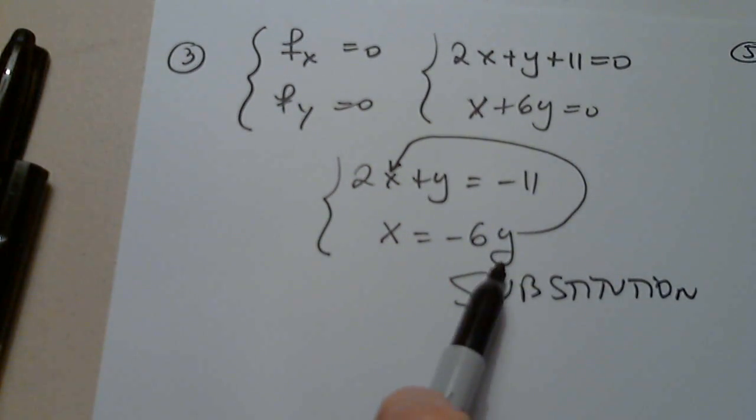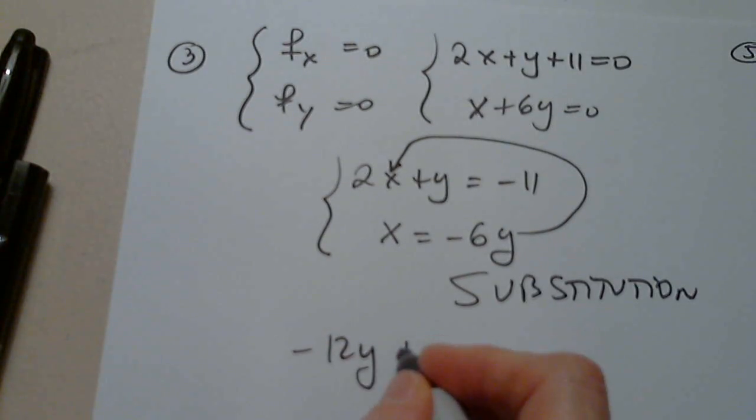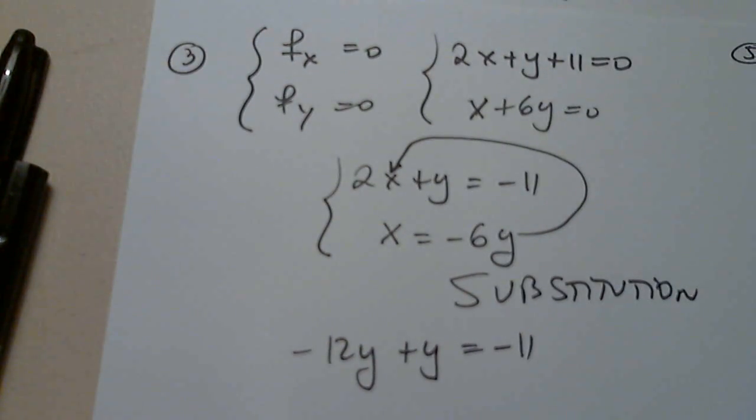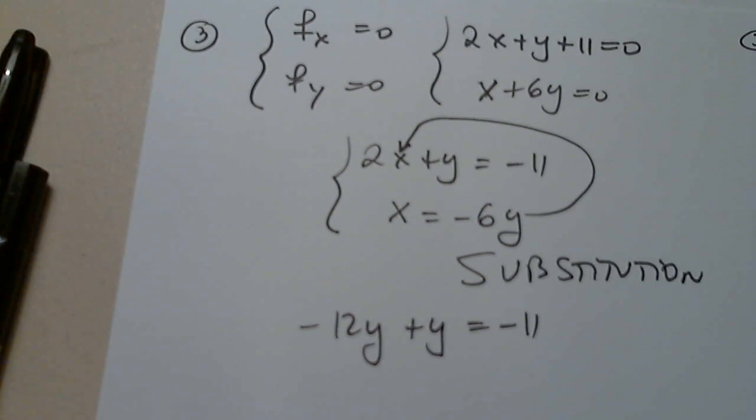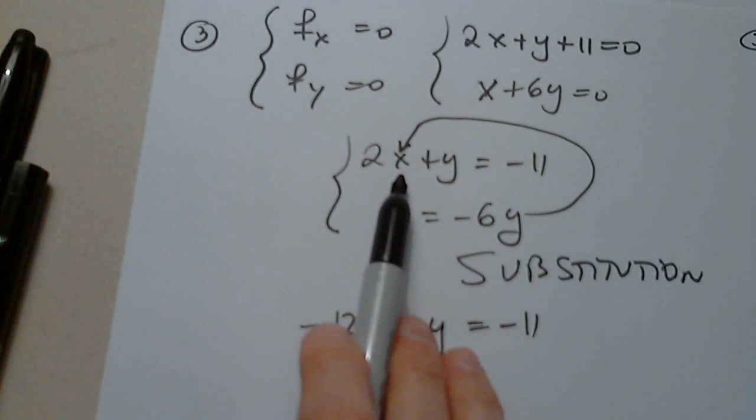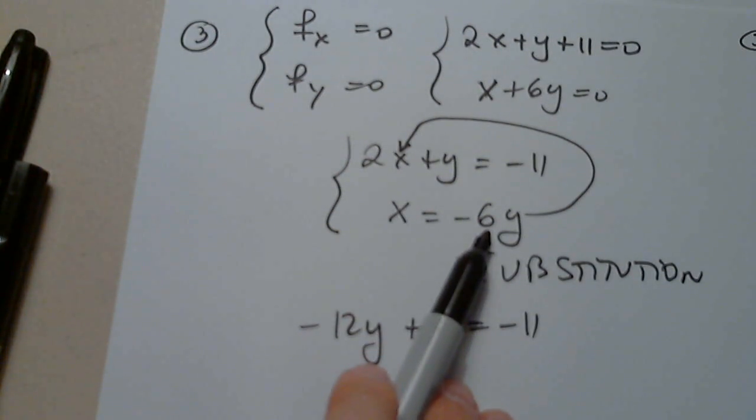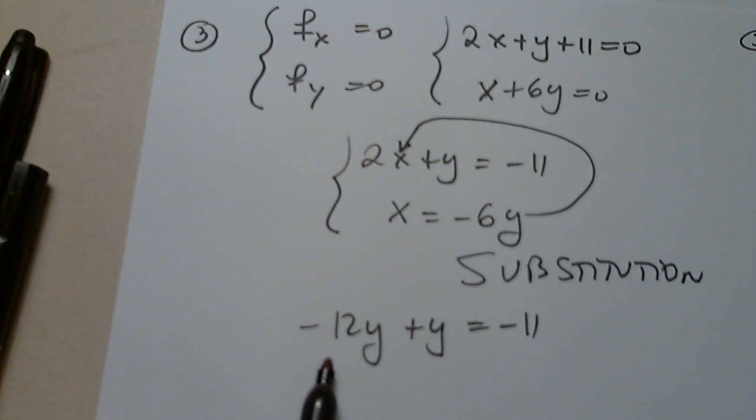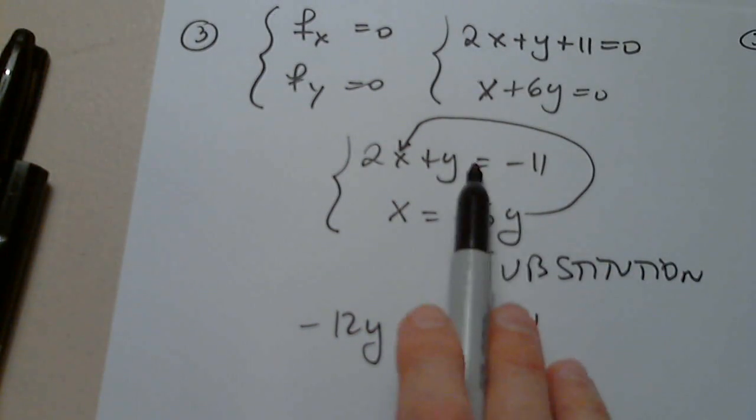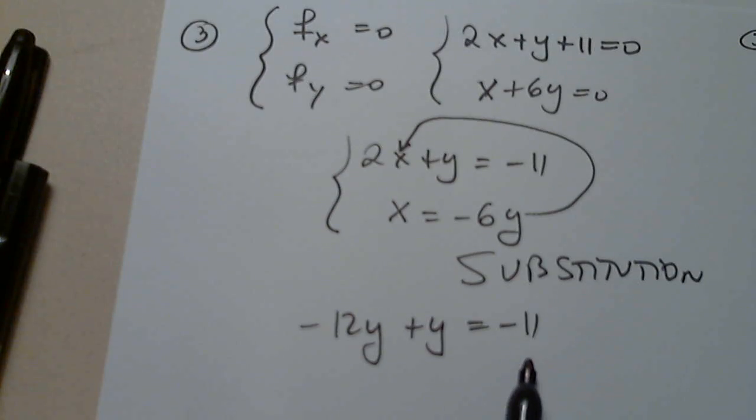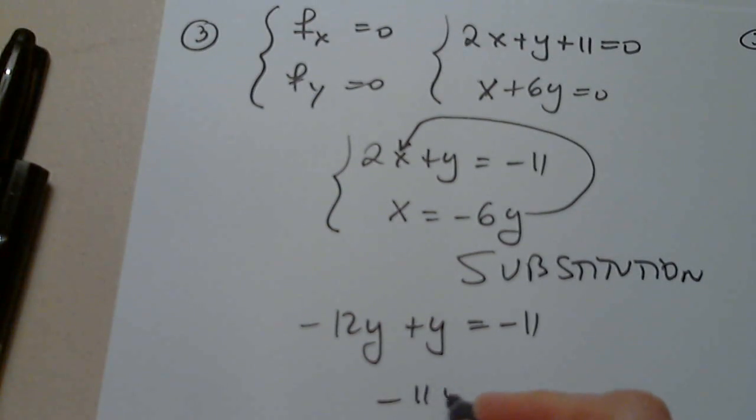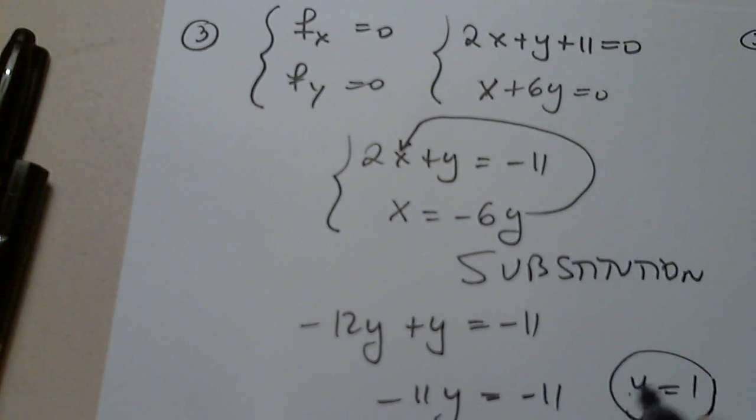2 times negative 6y is negative 12y, plus y equals negative 11, after I substitute the x by negative 6y. Negative 6y times 2 is negative 12y. Then I copied y, equals symbol, and negative 11. So I have negative 11y equals negative 11, which makes y equal 1.